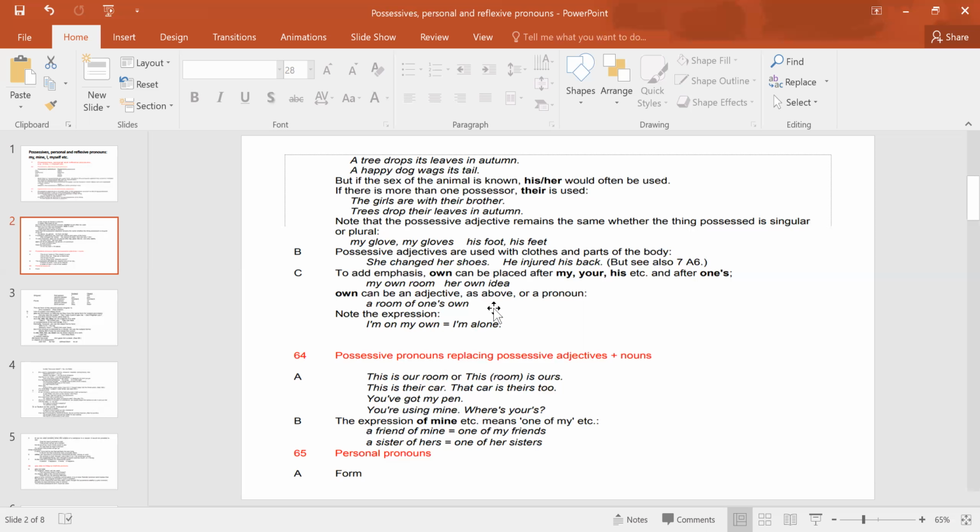It will be an adjective when it modifies a noun or pronoun, and it will be a pronoun when it is used instead of a noun. And here, a room of one's own. So one's is, as I have already told you in the first slide and here as well, a possessive adjective. A room of one's own, here one's is a possessive adjective. It shows my room, one's own room. All right. A room of one's own.